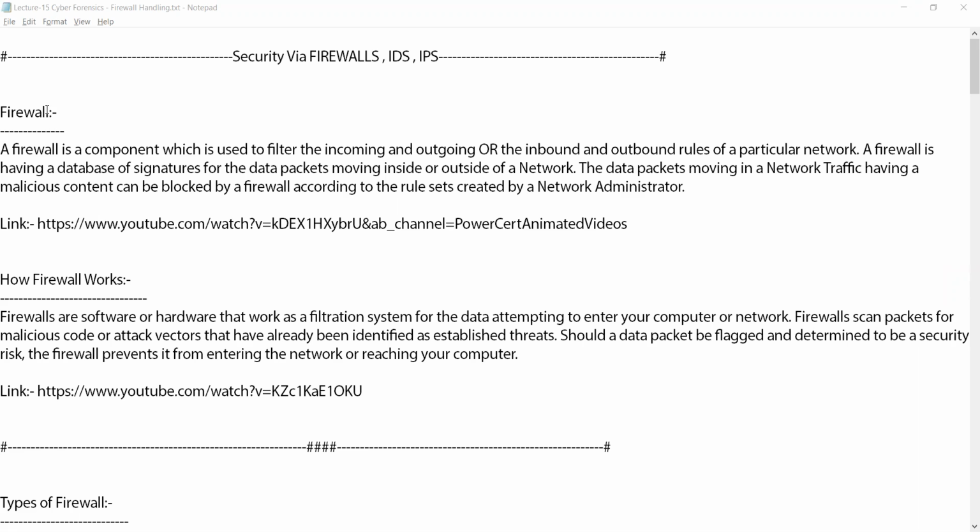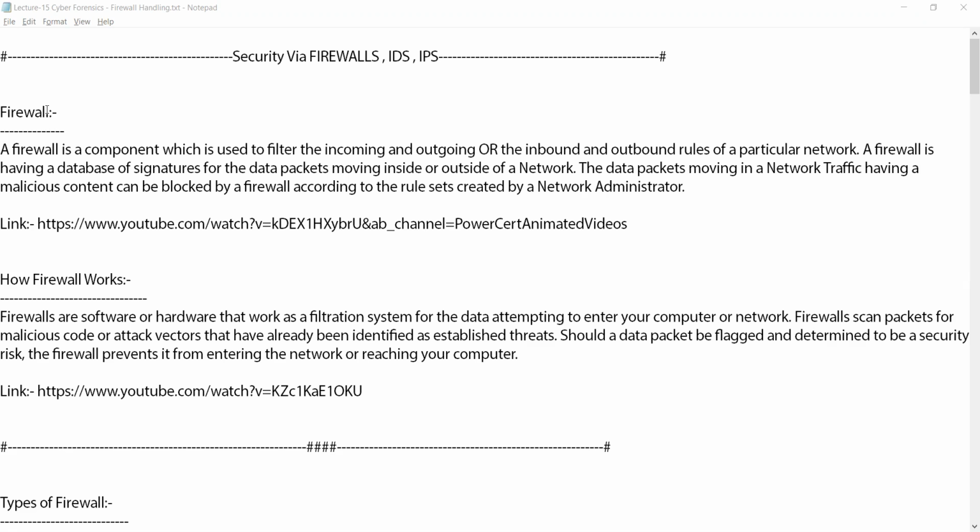Okay, so what is a firewall? We know very well that a firewall is a component used to filter the packets coming in and going out, using a rule set of inbound and outbound rules of a particular network. So a firewall provides filters over incoming or outgoing packets, and that filter is designed with the rule sets of inbound and outbound traffic within a network.